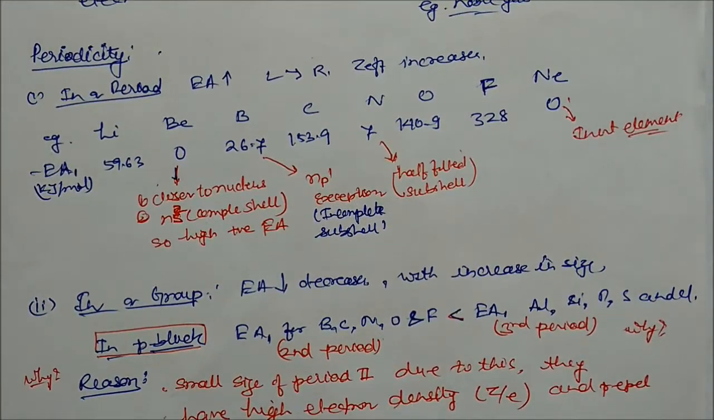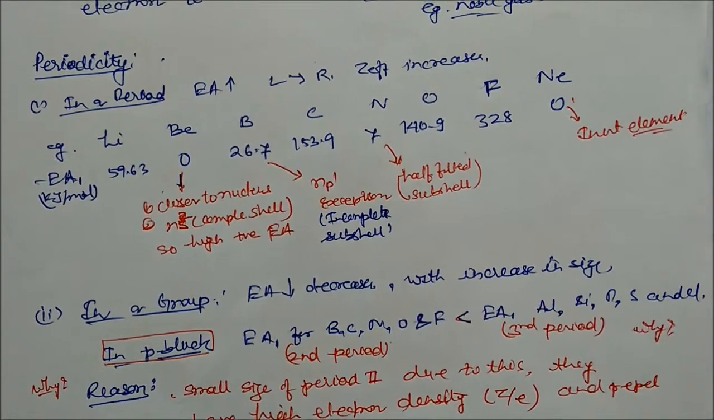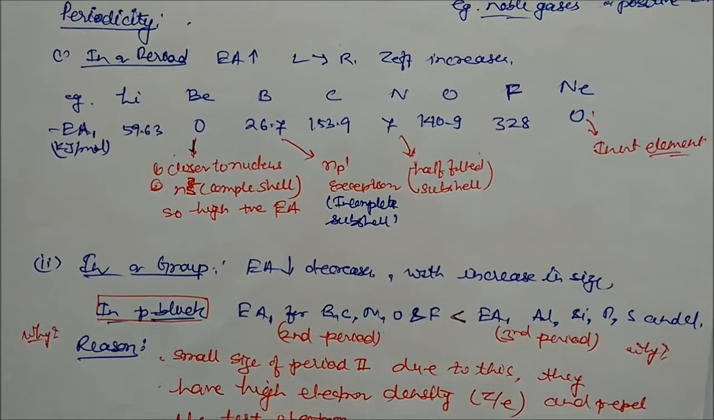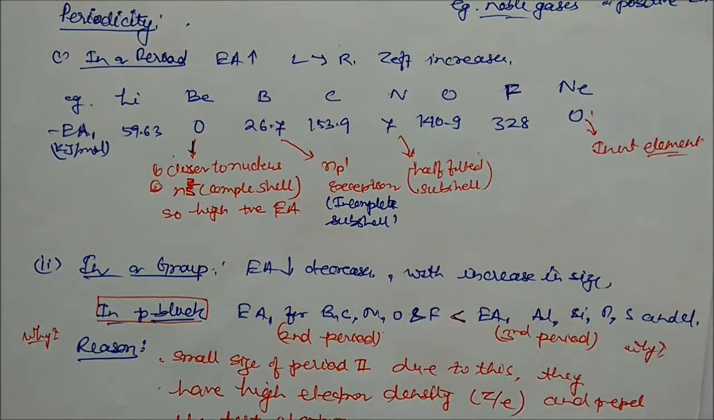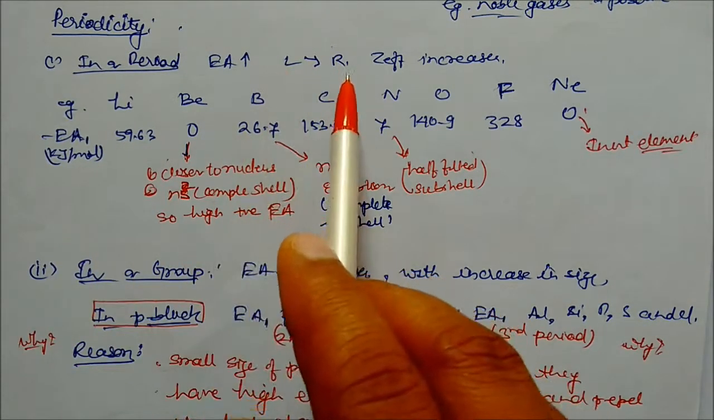Now periodicity. Periodicity means how this property changes along the period. So in a period, electron affinity increases from left to right. Why?